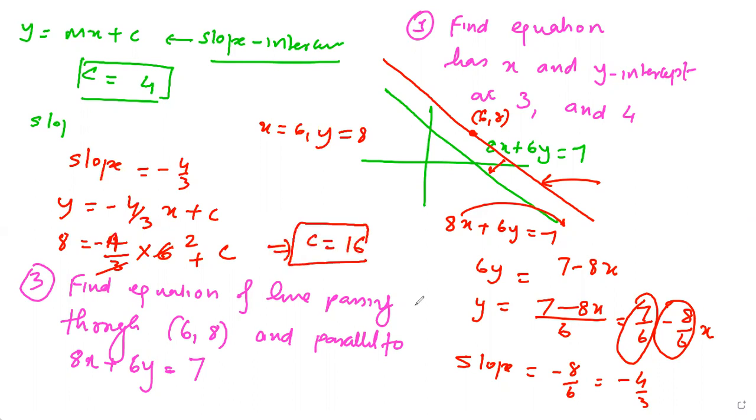The final equation of the line that we get is basically y equals negative 4 over 3 x plus 16. So this is the slope and y-intercept form of this particular line. And this is a general explanation for this particular kind of question.